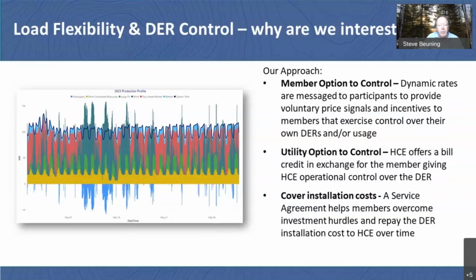So we have two kind of philosophical approaches. In one program approach, we allow our members the option to decide on participation through a response to voluntary price signals, no penalties for failure to respond. In the other design, we give higher incentives, but we also have an option to control the demand response in that case. To help facilitate our members' interactions, we have a tariff that allows us to overcome investment hurdles. We can fund installation costs, for example, on electric vehicle chargers or battery energy storage devices, and allow the member to repay that through their utility rates over time.